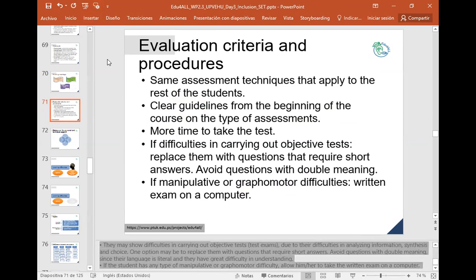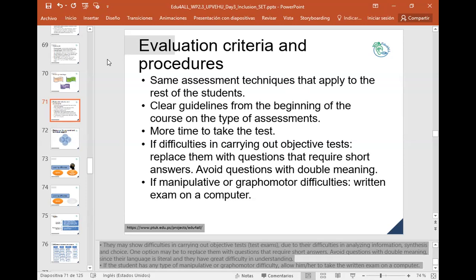For the evaluation, use the same assessment techniques that apply to the rest of the students. When in doubt, it may be convenient to know in advance in tutoring meetings if any evaluation method is not recommended specifically for that student. Provide them from the beginning of the course with clear guidelines on the type of assessments to be performed and maintain them. Given the possibility that they are blocked in stressful situations, it will be convenient to let them know that they can have more time to take the test, both written and oral.